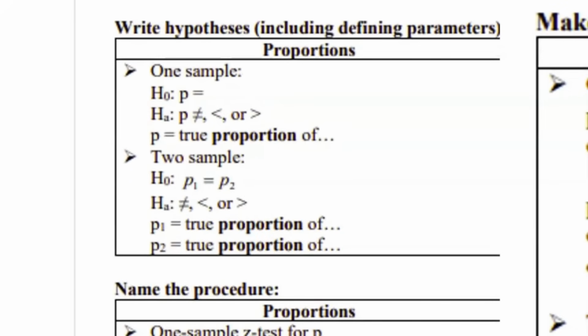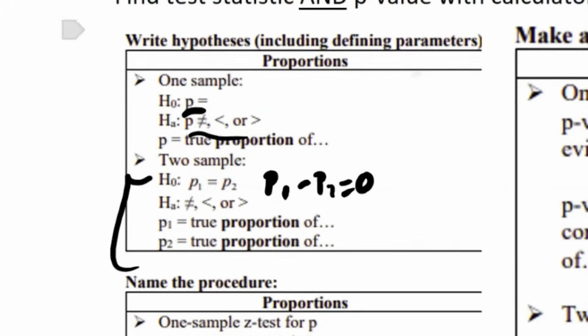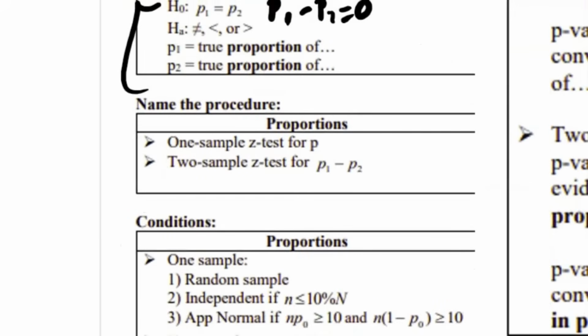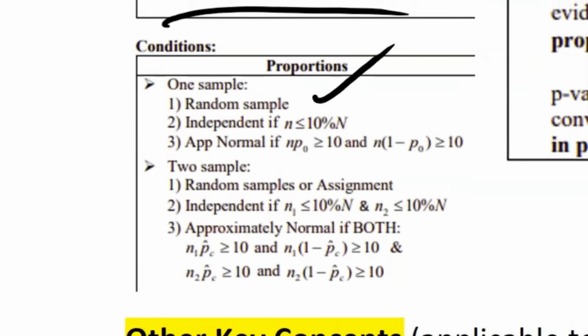All right, let's get into the actual test itself. A lot of the same things. So for one sample, you're just talking about p, and then your HA. And for a two sample, there's another way to say this. Instead of saying p1 is equal to p2, you can also say p1 minus p2 equals 0. Okay, so basically there's not a difference. The name of your procedure, right, it's a one sample z test for p, or if you're doing a two sample, it's a two sample z test for p1 minus p2.